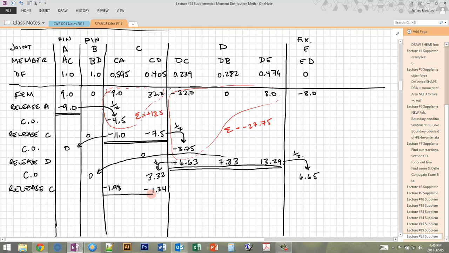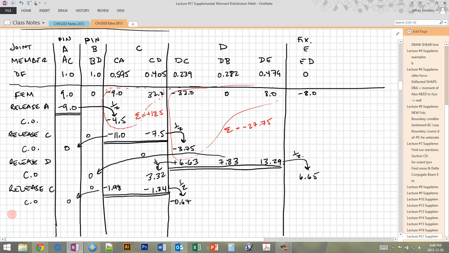Okay, this joint is now in equilibrium again, and I'm going to do my carryovers. This one carries over 0 right to AC, so that's 0. And this one carries over to DC. That's going to be half, which is 0.67 negative. So now where do I go?